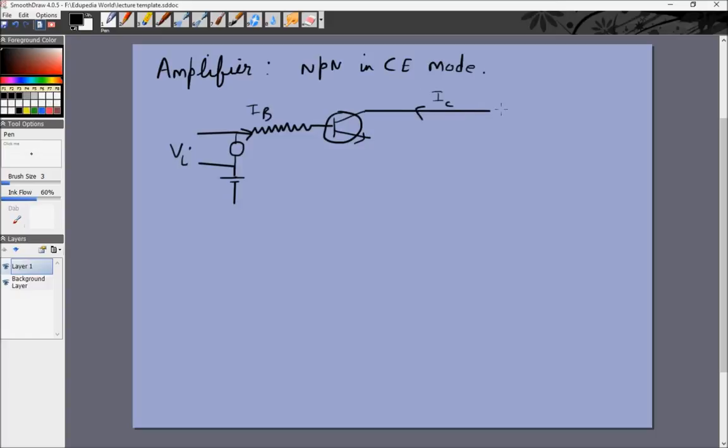Remember, the collector base junction is reverse biased. And this resistance will be RL, the load resistance, and the voltage across the load resistance will be our output voltage Vout.